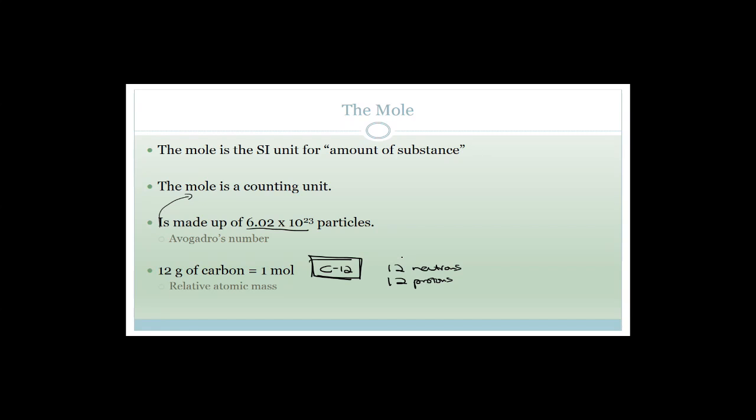It's got 6 protons, 6 neutrons, and 12 electrons. Carbon 12: it says the relative atomic mass of carbon is 12, and then it says atomic number is 6. Neutrons have mass, yes. So it's got 6 neutrons, 6 protons, and then 12 electrons.